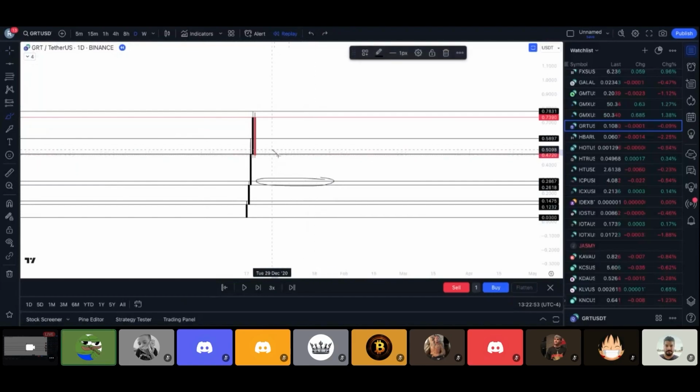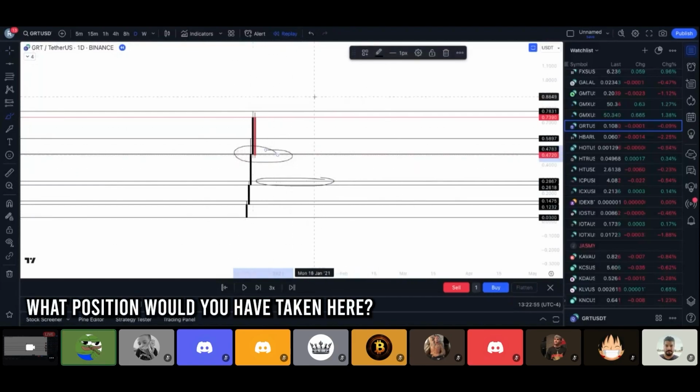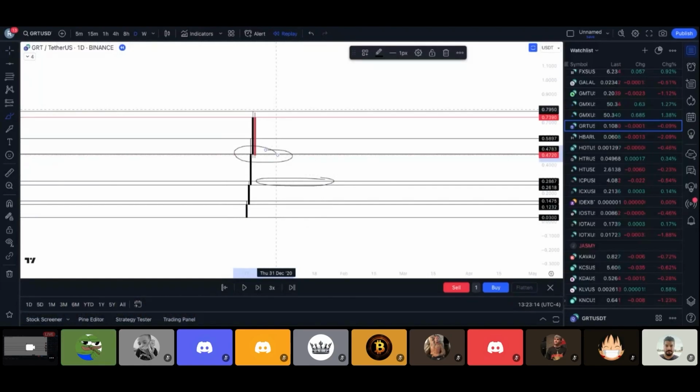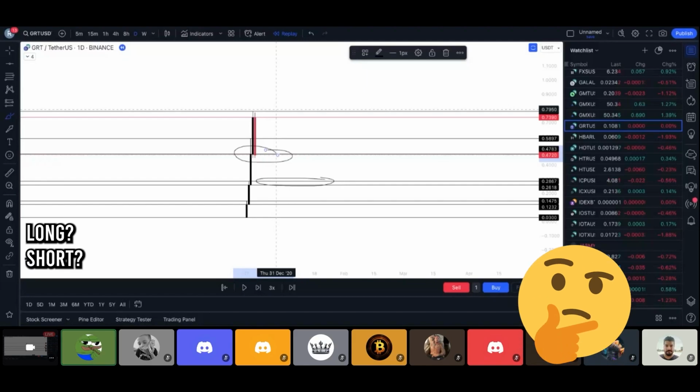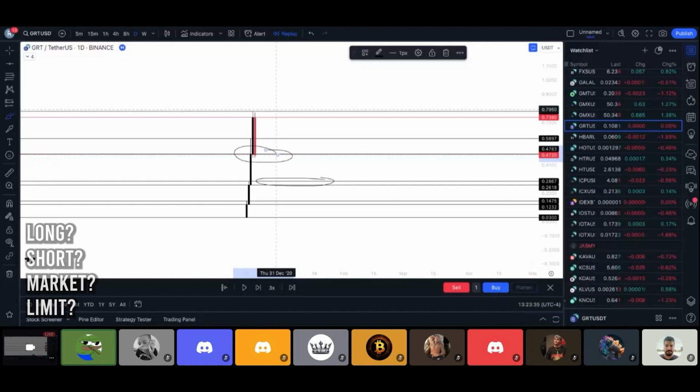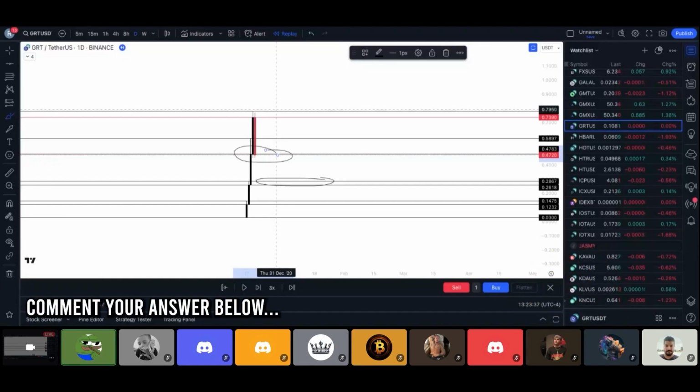So what play would you have taken over here? If you're just looking at price action and you see that we closed the daily below this level, what position are you taking? Think, which way is the trend? Is the trend reversing due to that reaction? And if I'm looking to position myself, where am I positioning myself? Am I looking for a long? Am I looking for a short? Am I looking for a market? Am I looking for a limit? What are you doing here at this very point?